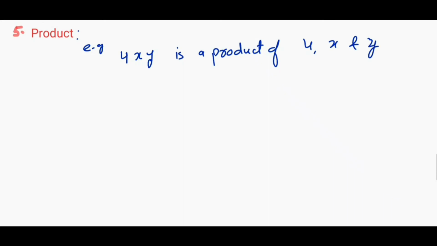Next definition, here we have product. When two or more quantities, which can be constant, variable, or both, are multiplied together, the result is called their product. For example, if I multiply this here, 4xy, this 4xy is a product of 4x and y. Similarly, 9a is the product of 9 and a.